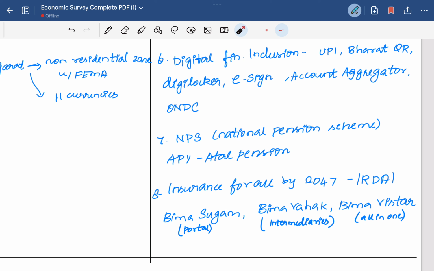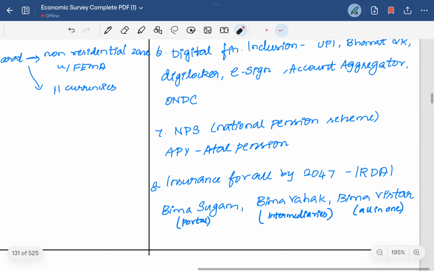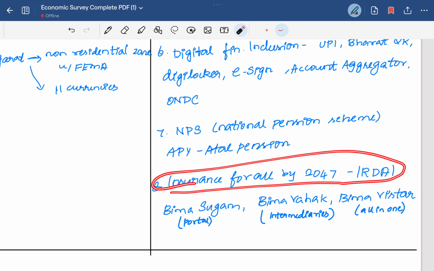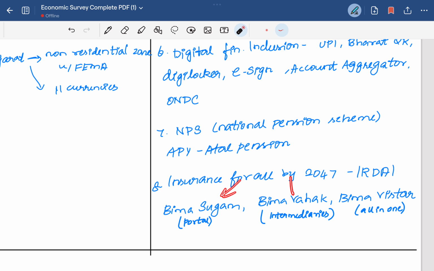for the older sections. Then the Insurance for All scheme by 2047 under the Insurance Regulatory and Development Authority of India. It's just a scheme which you should get to know. It includes the Bima Sugam, Bima Vahak and the Bima Vistar.